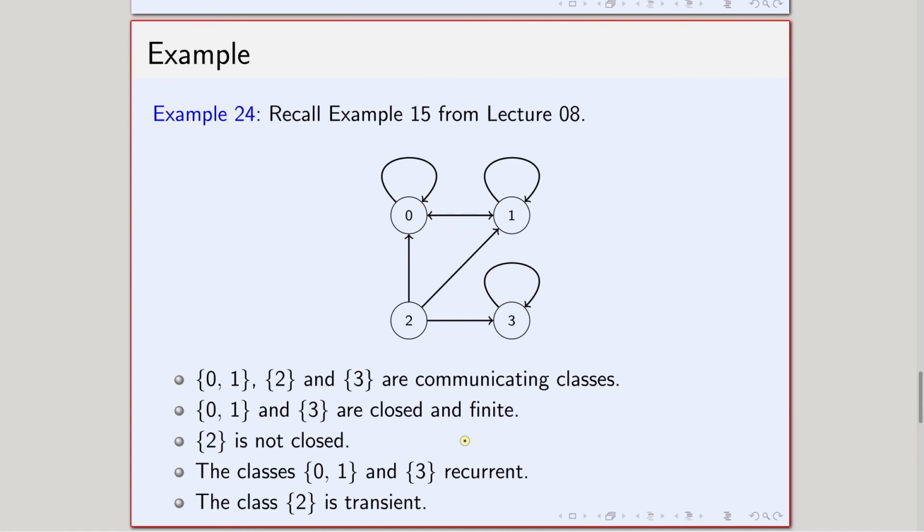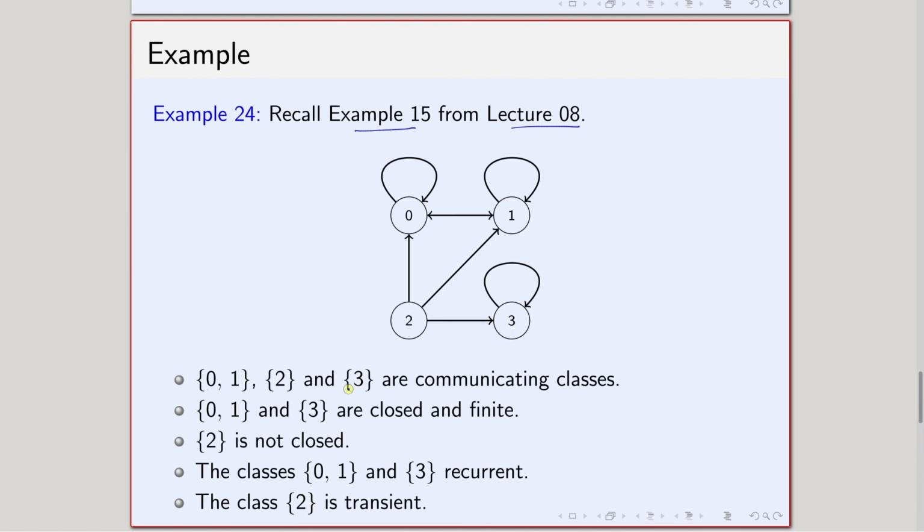Okay, so let us move on to the next example. Again, this example was discussed in lecture 8, example number 15. So this was the diagram, and in this case we have shown that 0 and 1 communicate, 2 does not communicate with others, and 3 does not communicate with others.